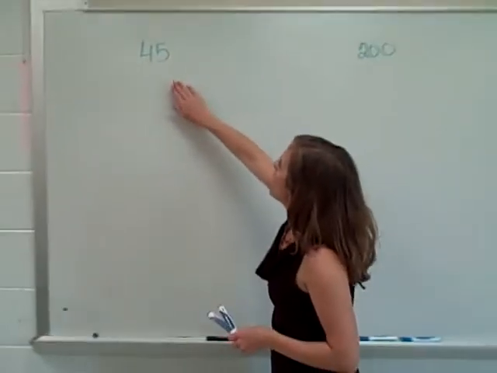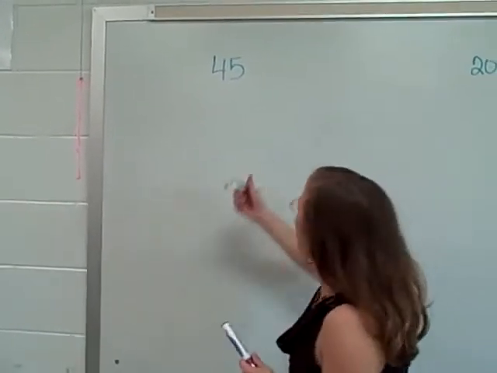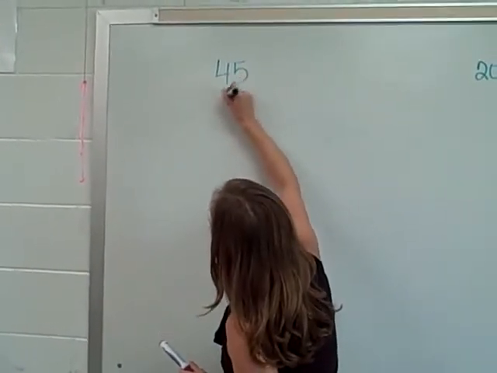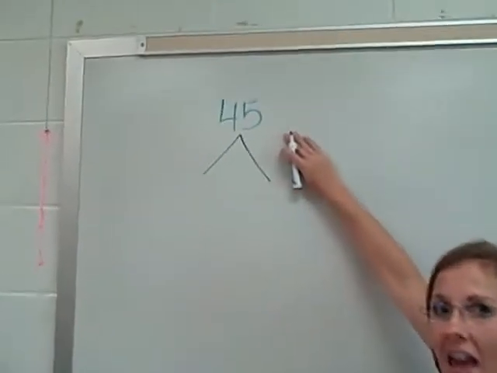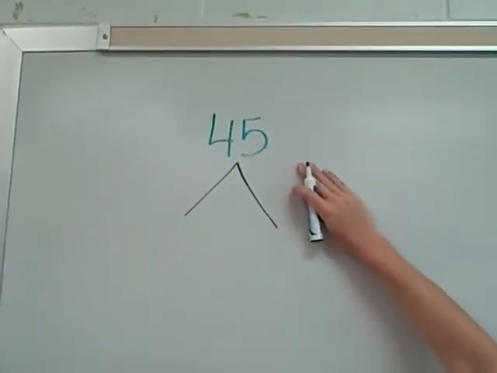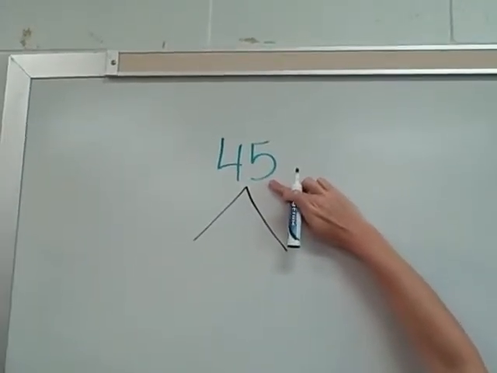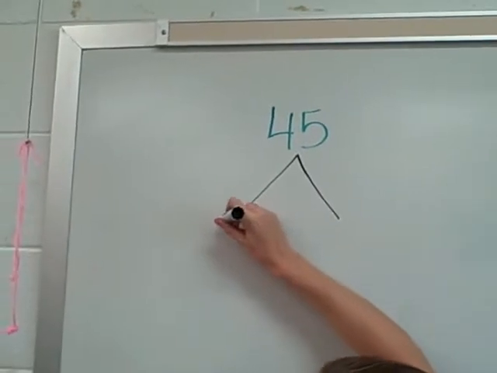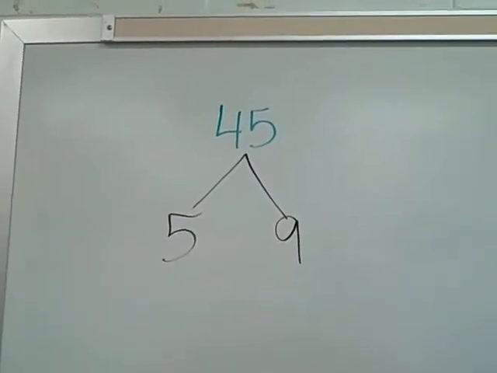The first one that we're going to go over is 45. And you can pick any number that you want that goes into 45. So 2 factors. It does not have to be the prime numbers. You can think of any number. But I see that it ends in a 5, so I know that 5 is a factor. And it is 5 times 9 equals 45.